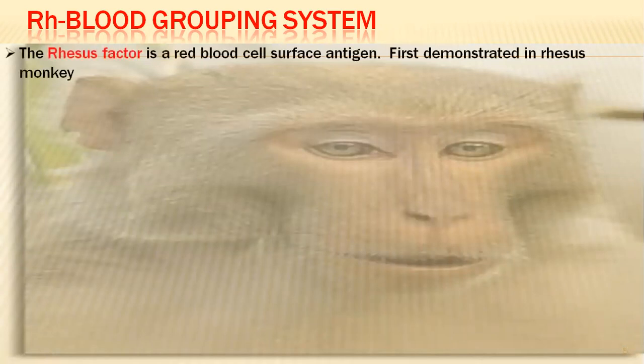So the rhesus factor is a red blood cell surface antigen, just like the A and B antigens. The rhesus factor antigen or the D antigen is also a blood cell surface antigen. So it's found on the surface membrane of the red blood cells. It's an antigen, just like the other ones that we've discussed. So it was first demonstrated in rhesus monkey.